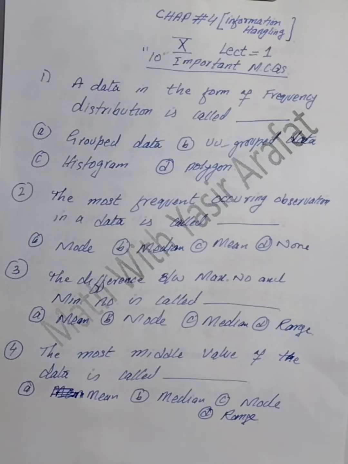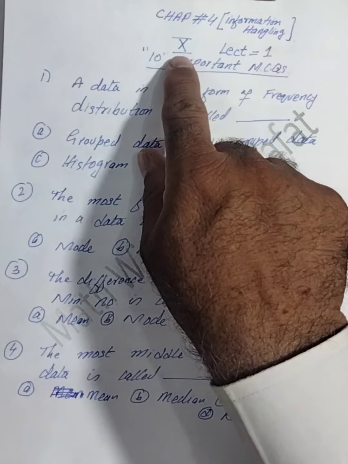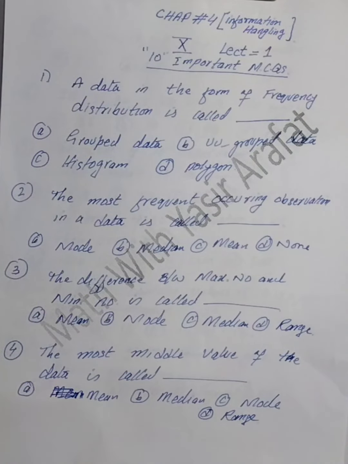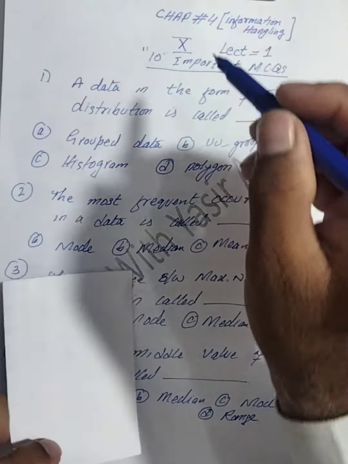Today we are going to discuss 10 very important MCQs of Chapter 4 for 10 class Information Handling, that is the basic statistics. So here, dear students, we are going to discuss very important 10 MCQs, that is the Chapter 4.